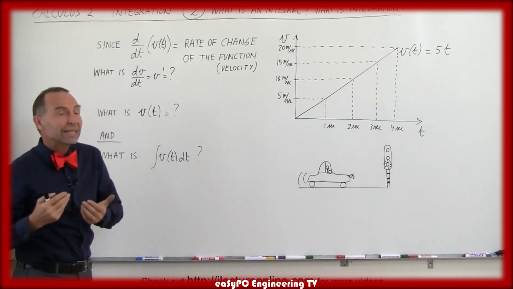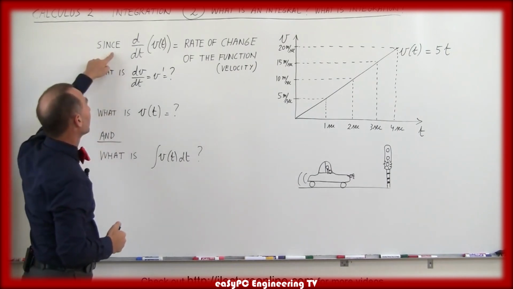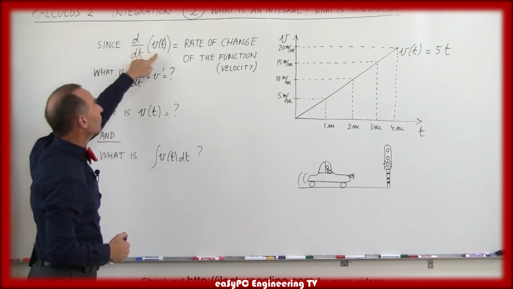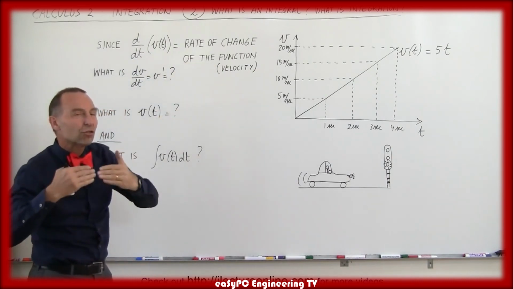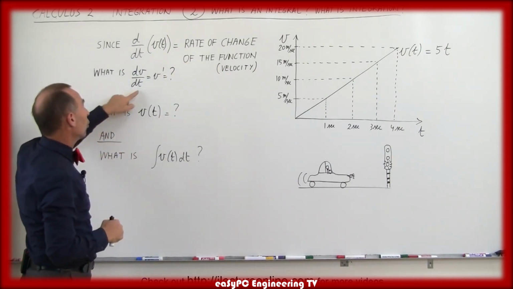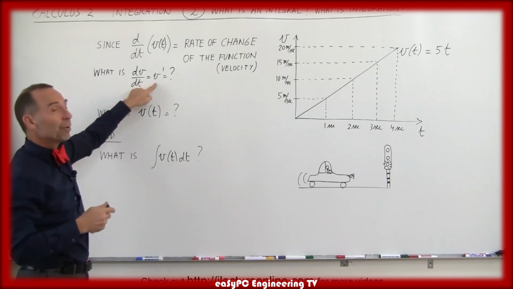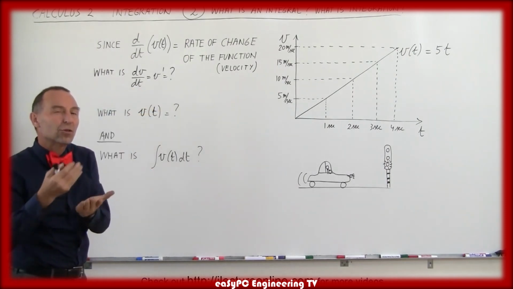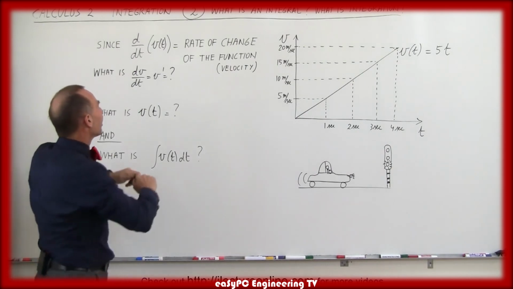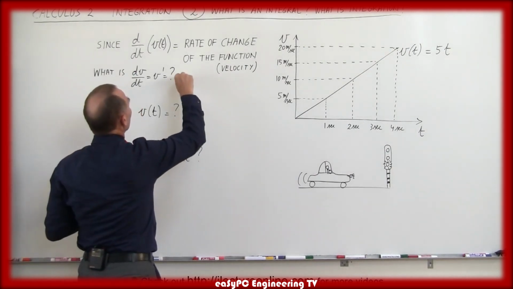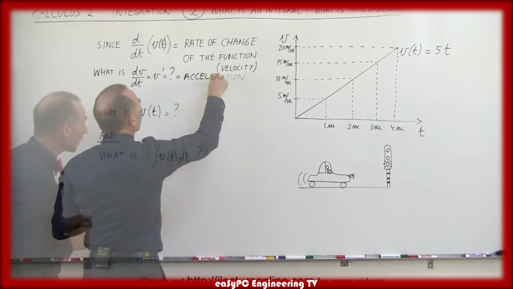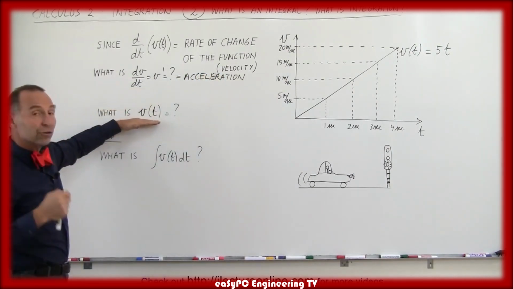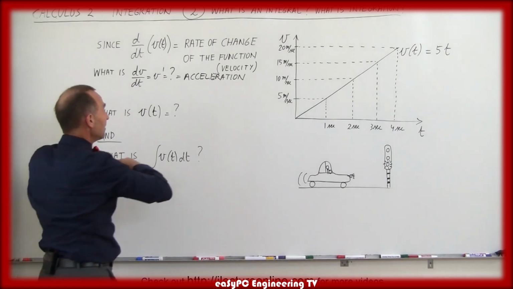What do we get when we take the derivative of the function? The d/dt of v of t is the rate of change of the function. In this case, the rate of change of the velocity. So what is dv/dt or v prime? It is the acceleration. The rate of change of the velocity is the acceleration. So in this case, the derivative represents the acceleration of the motion. The function v of t represents velocity.